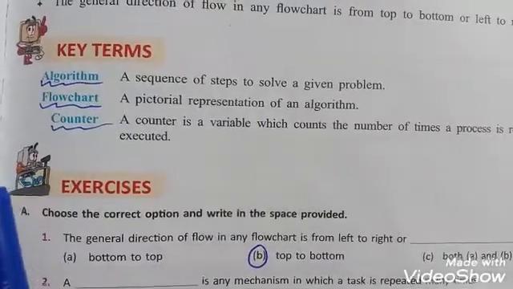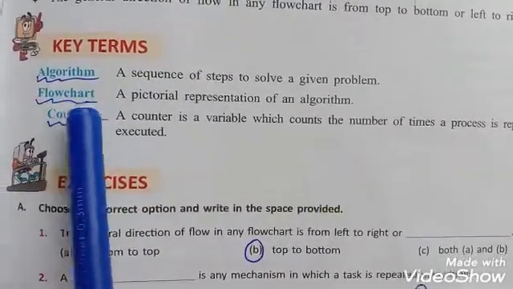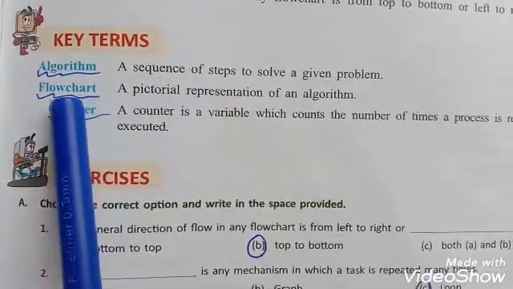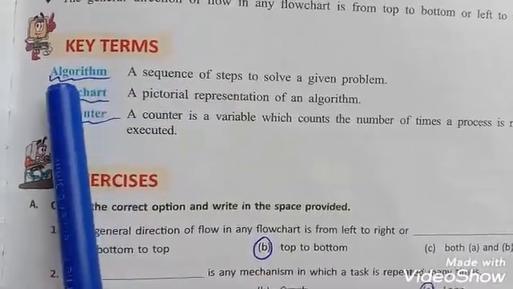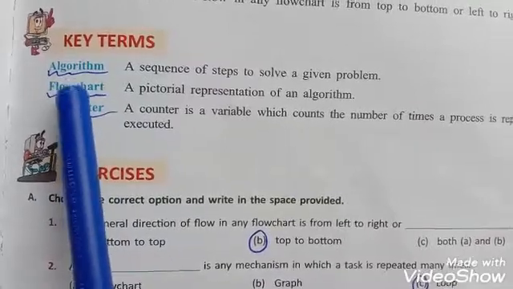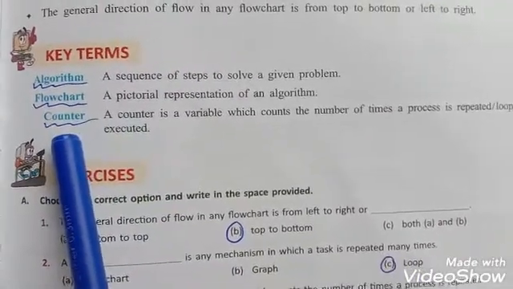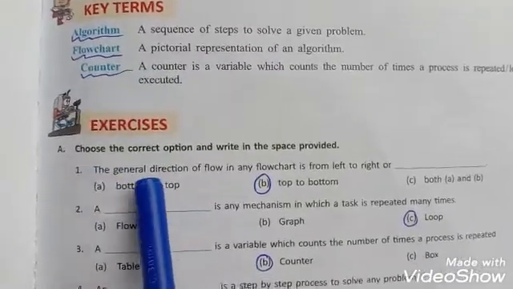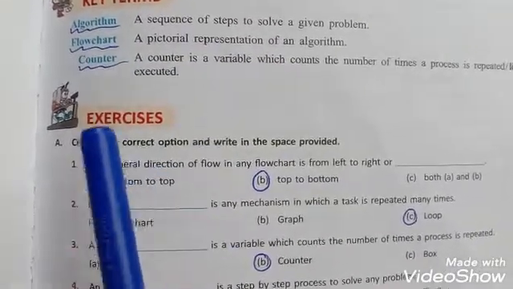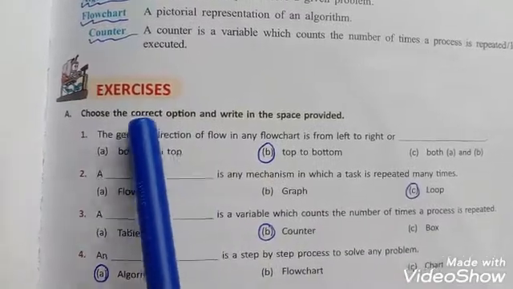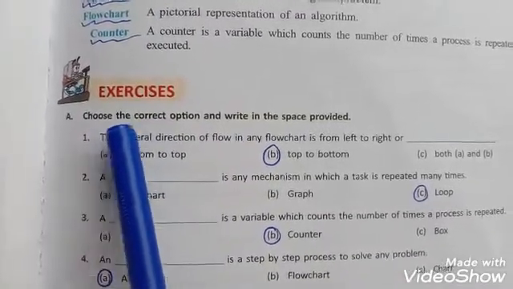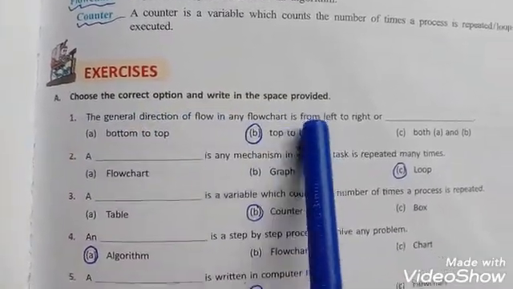Grade 6, now we are going to start the exercise of chapter number 7, flowchart and algorithm. Students will highlight these key terms and learn them. First one is algorithm, flowchart, counter. Students will solve this exercise by yourself, otherwise tally your exercise with this solved exercise. First question, choose the correct option and write in the space provided.